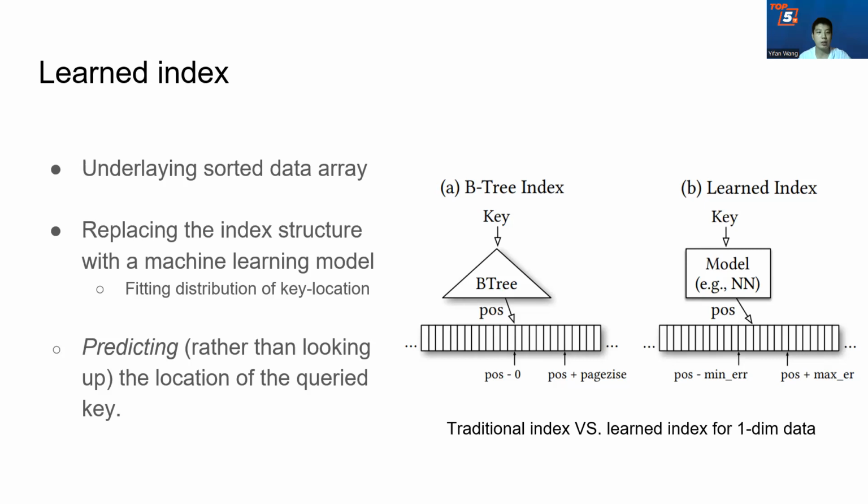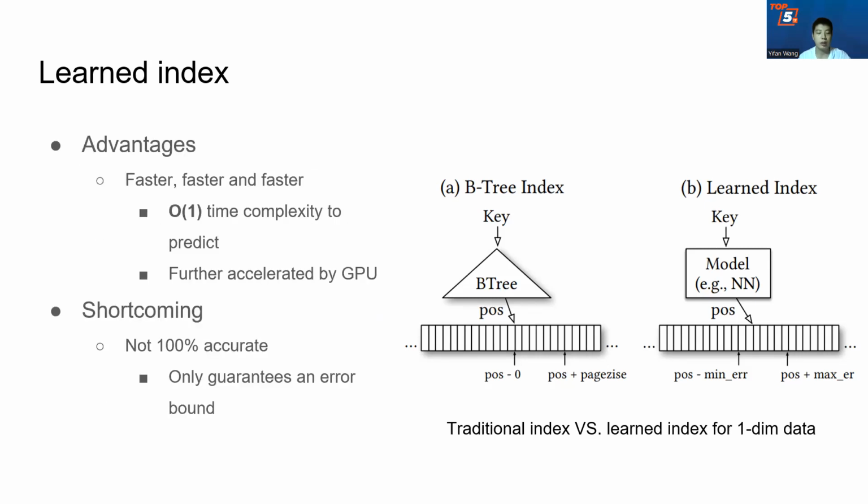The original learning index is used for one-dimensional data. So usually there is an underlying sorted data array, which is one-dimensional and sorted by the keys. In the traditional index, like the B tree, the query key is looked up by the index to find the position of the key and retrieve the data. But in learning index, the index structure is a learning model, which is usually a regression model. The regression model will predict the position for the key instead of looking it up.